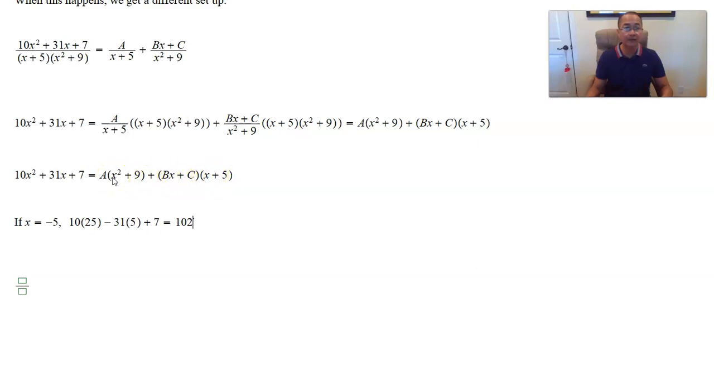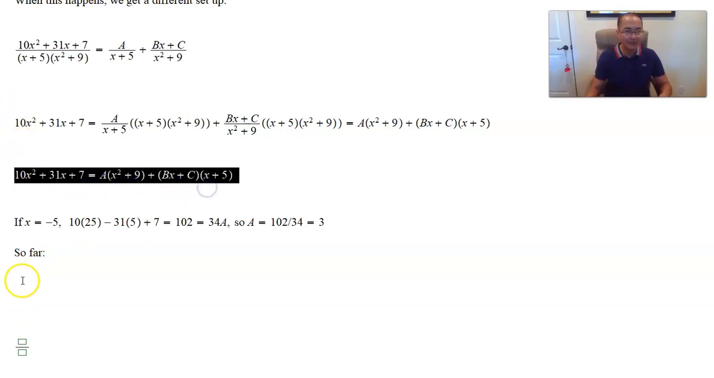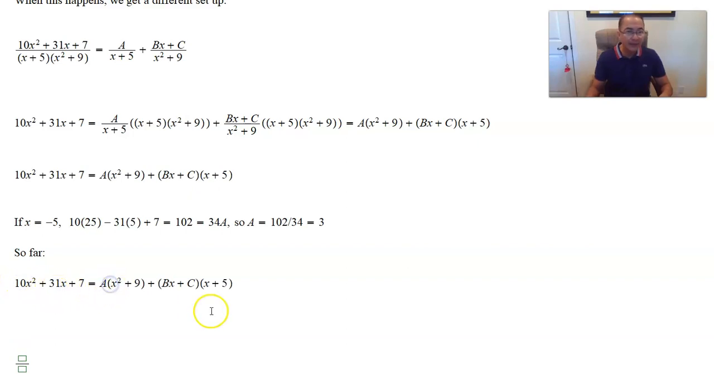We get 5 minus 5 squared plus 9, 25 plus 9, 34. So that equals 34 times a. So a is 102 divided by 34. Is that a nice integer? I think so. That is simply equal to 3. So that's great so far. We only got one thing, the a. So let's write it out over here. So a is 3. We are missing the b and c.